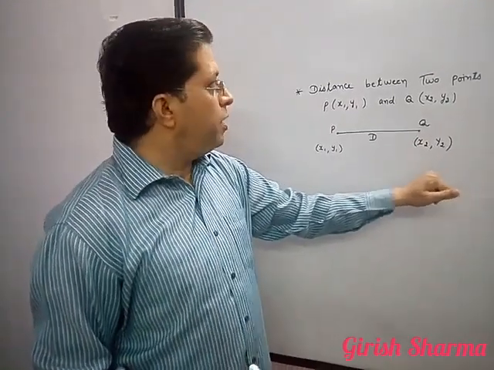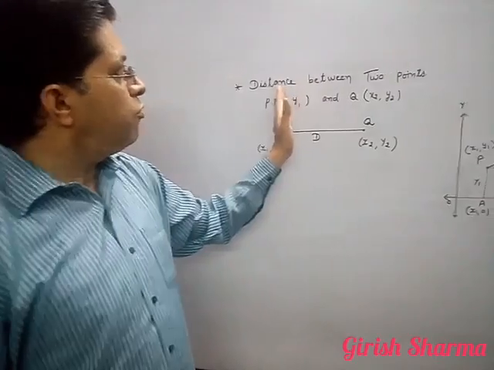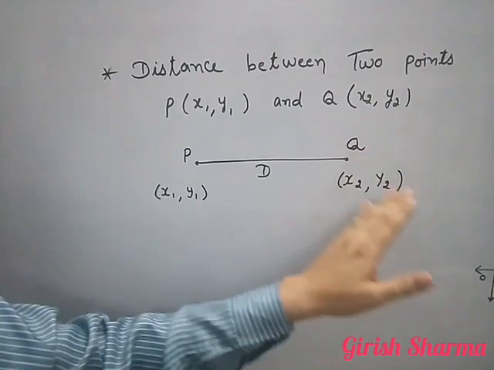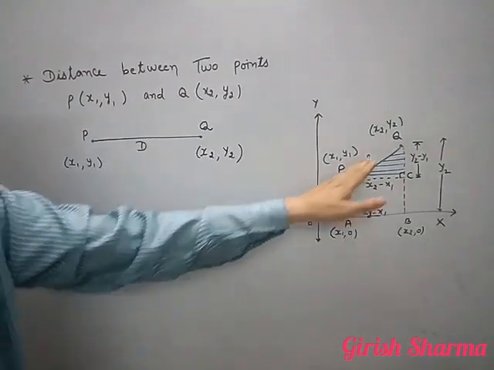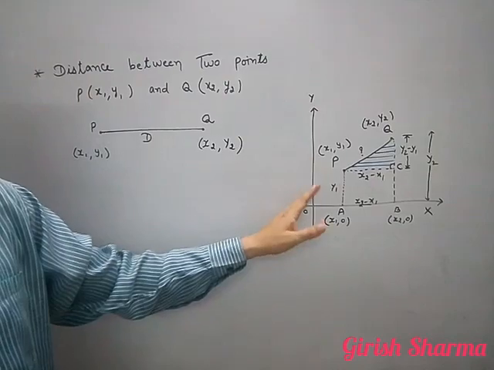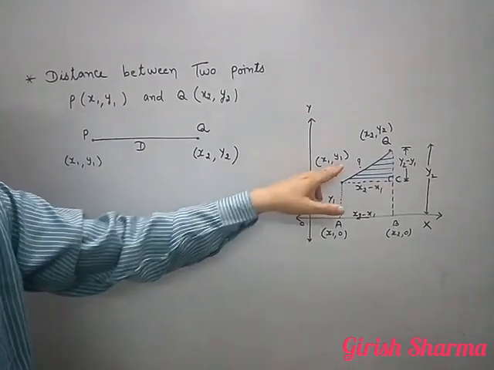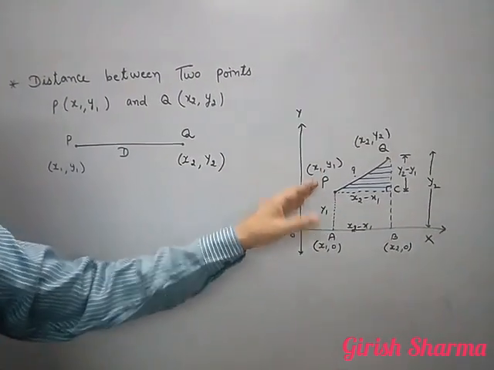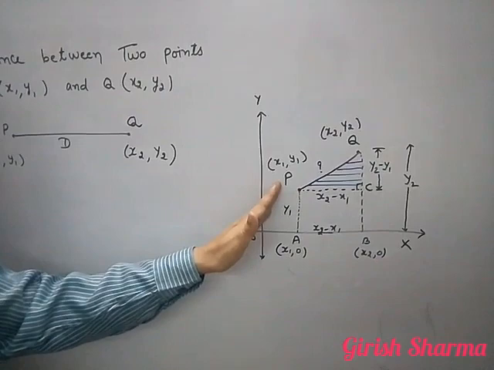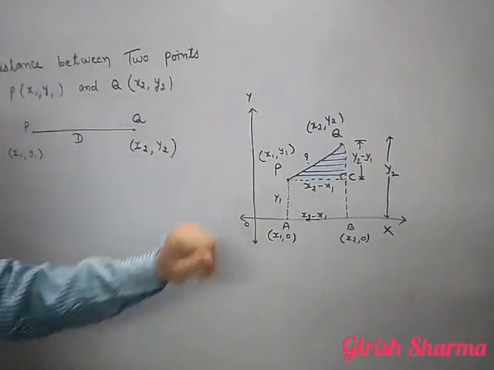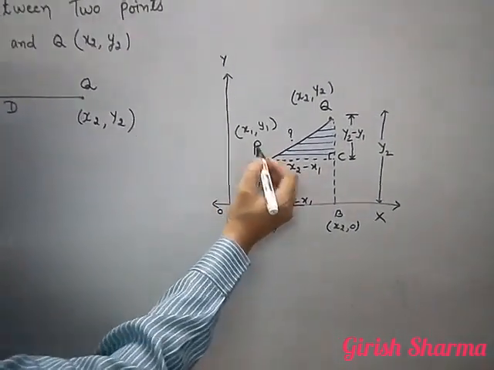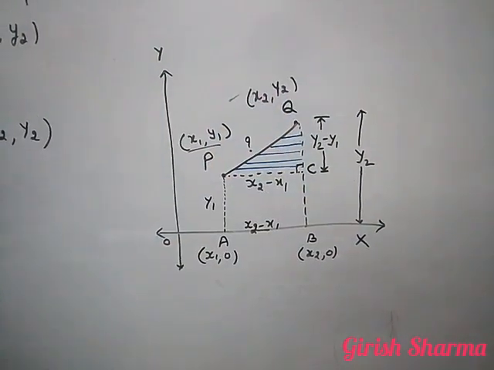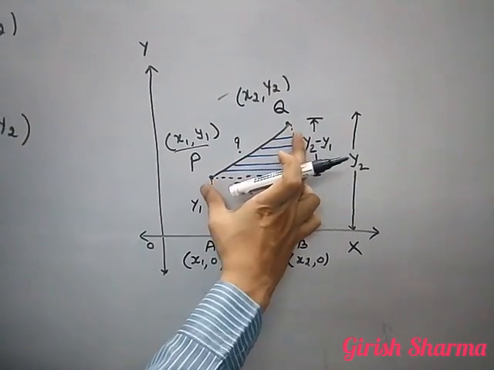Hello students, now our topic is to find the distance between 2 points like P and Q. Whenever 2 points are given to you on a coordinate plane, earlier we saw one point is the origin and one point is another point which lies in some quadrant. Now when 2 points lie in any quadrants, how do you find the distance between them? Like point P is x1 comma y1, point Q is x2 comma y2. We have to find the distance between P and Q.